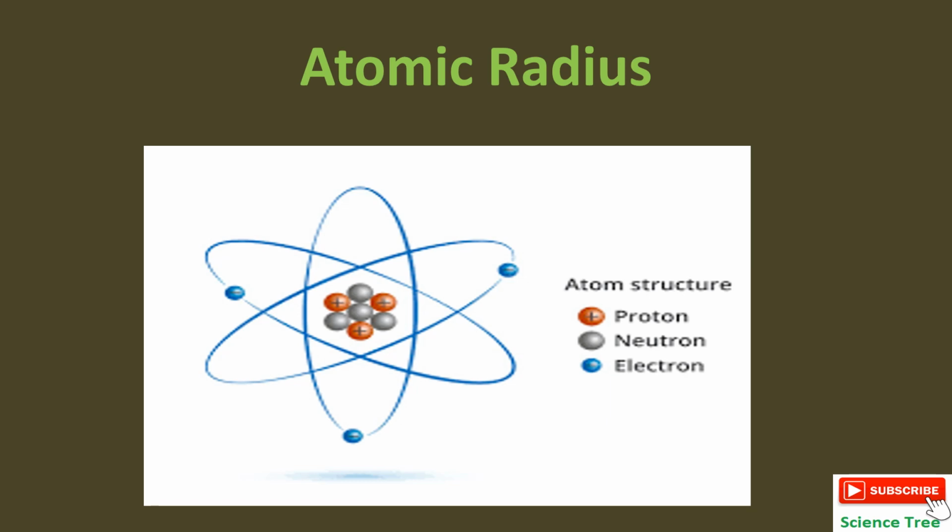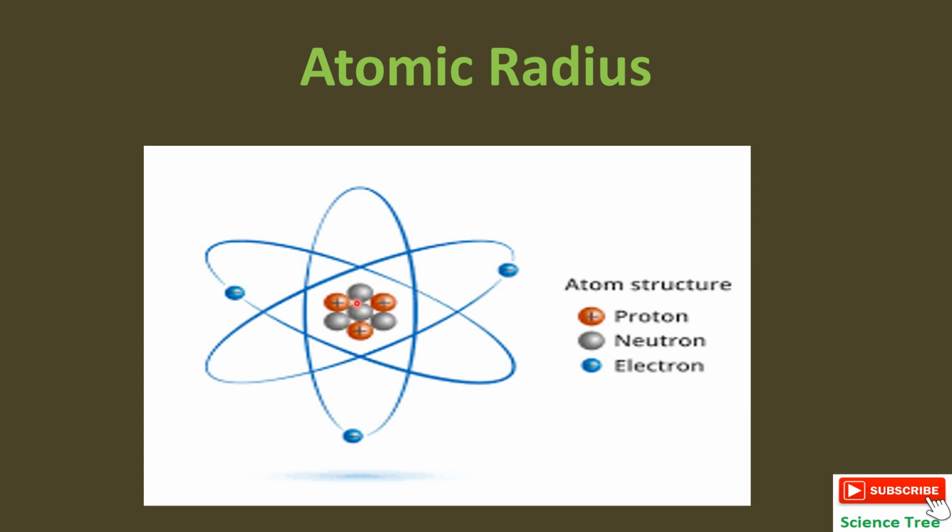Today's topic is atomic radius from class 9th, chapter number 3, periodic table and periodicity in properties. So before discussing atomic radius, it's necessary to know about the structure of an atom. An atom is made up of a nucleus and electrons. The nucleus consists of protons and neutrons.